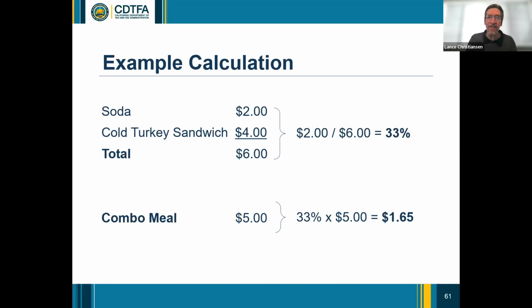We know only the soda is taxable, so divide the price of the soda into the total, you get 33%. Apply 33% to what you're charging for the combo meal. That would come out, in this case, to $1.65 is the taxable portion. Only $1.65 of that $5 charge would you charge tax on.